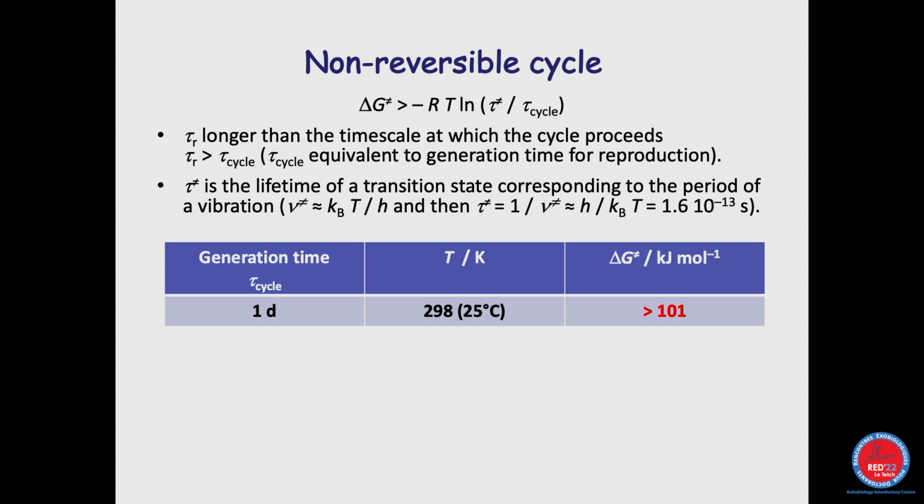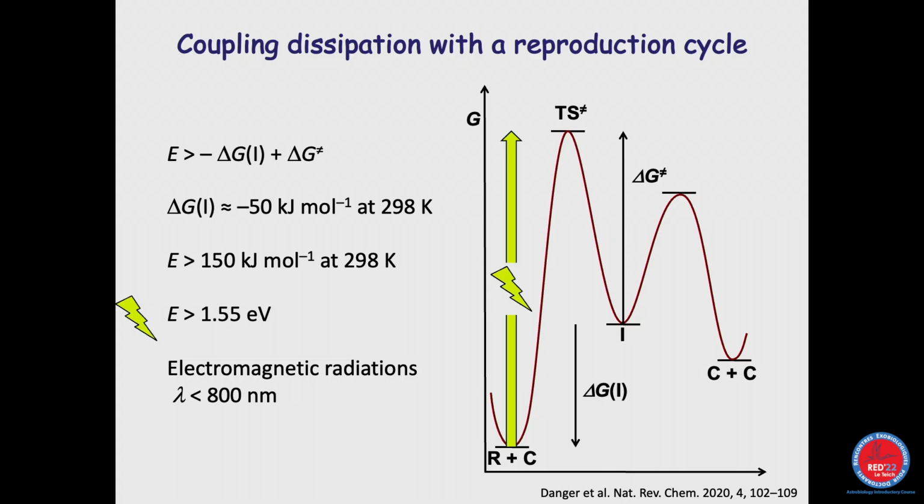in fact. So that using these values, considering a lifetime of 1 day, a generation time of 1 day, and a temperature of 25 Celsius, we have an order of magnitude of the free energy, which is about 100 kilojoule per mole. If we add here, and I will not develop why, a value for making chemistry of about 50 kilojoule per mole, then you get 150 kilojoule per mole, and this translates for energy in terms of electromagnetic radiation with a wavelength of below 800 nanometers, which corresponds more or less to the domain of visible and UV light.